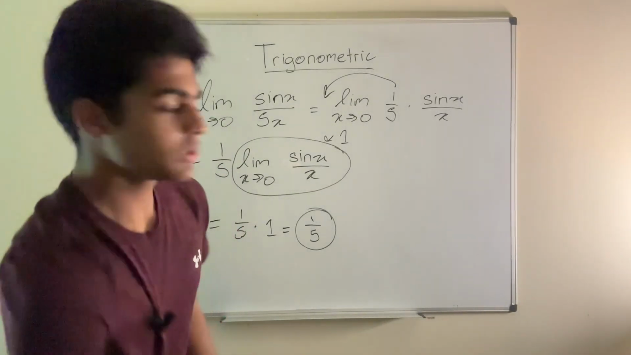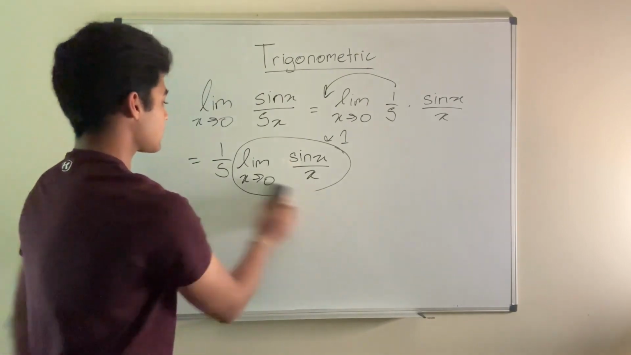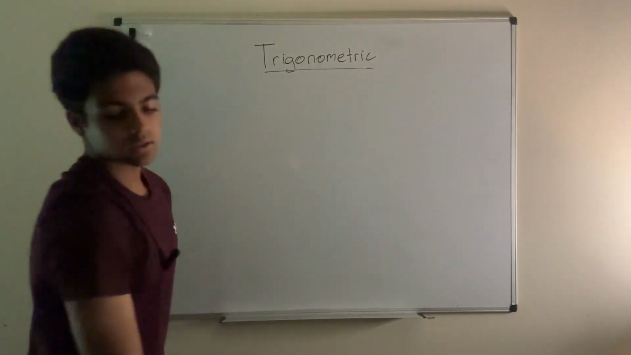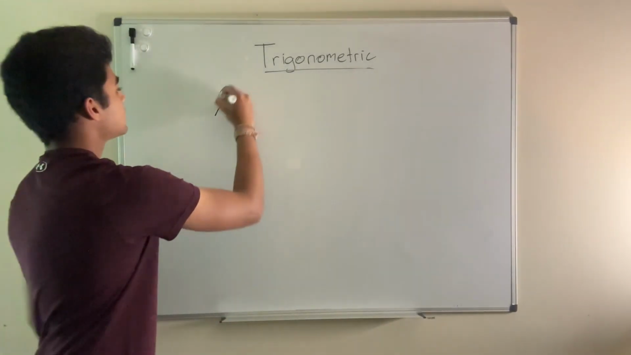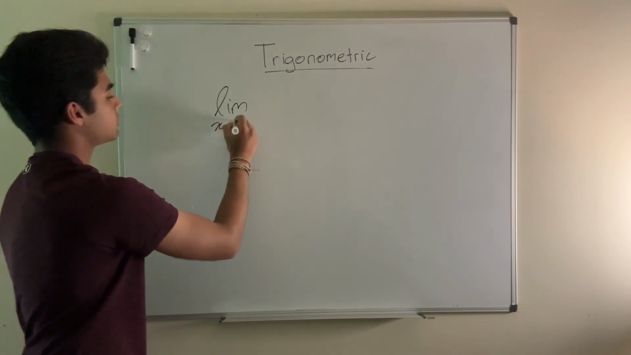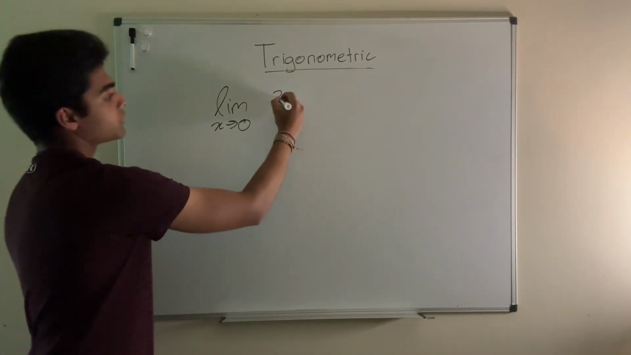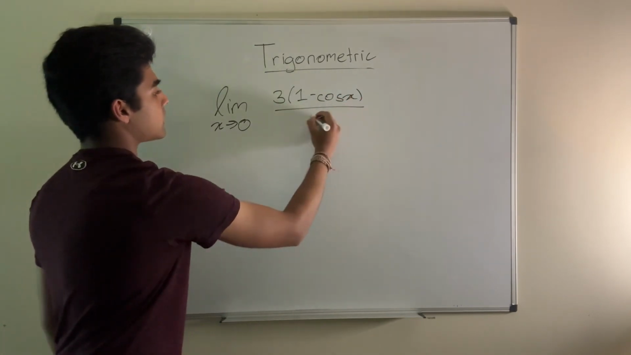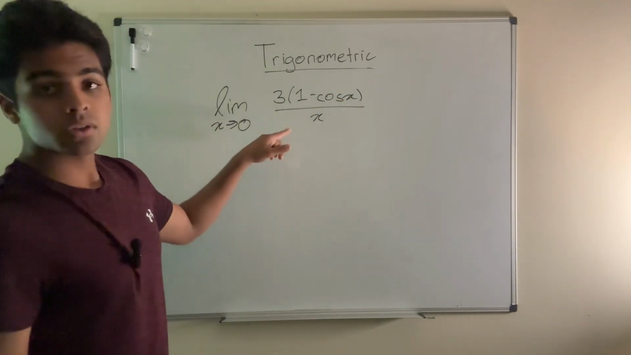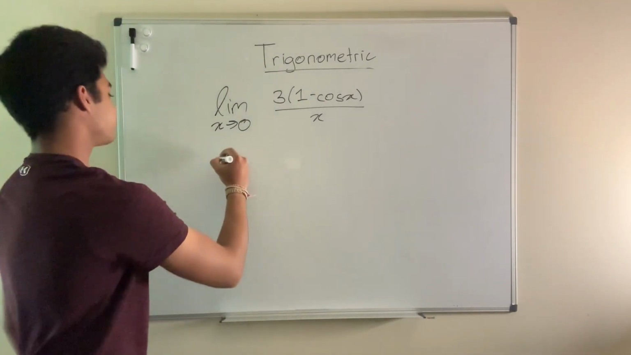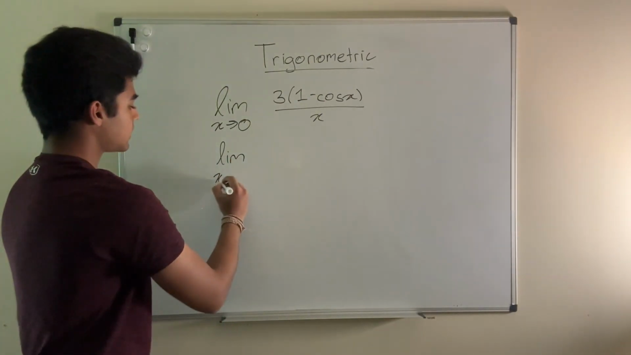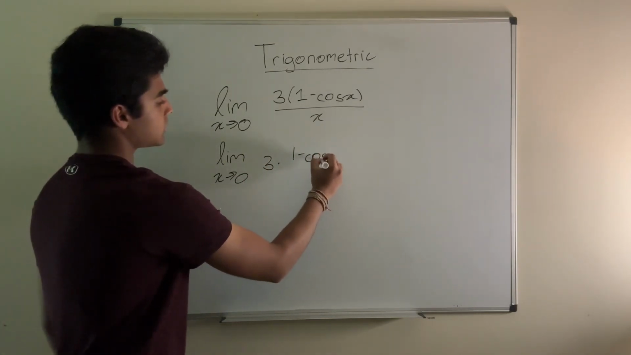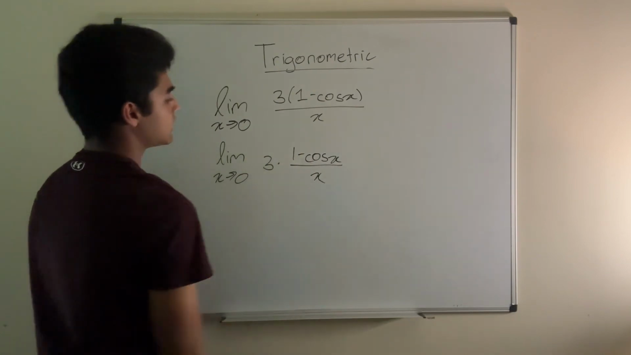Now let's take another limit using the other equation that we found, and that was with 1 minus cosine x over x. So let's do the limit as x approaches 0 of 3 times 1 minus cosine x, all of that over x. And now we can just factor out a 3 like we did in the last problem. So the limit as x approaches 0 of 3 times 1 minus cosine x over x.